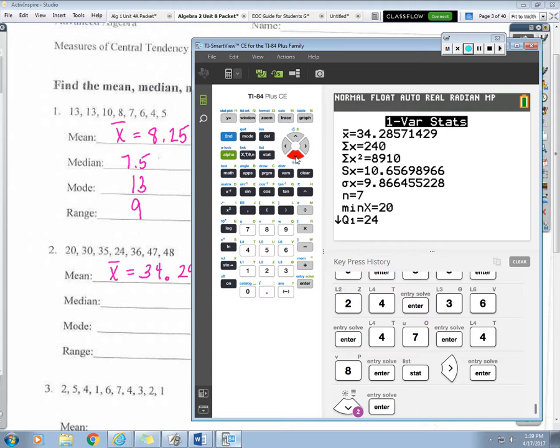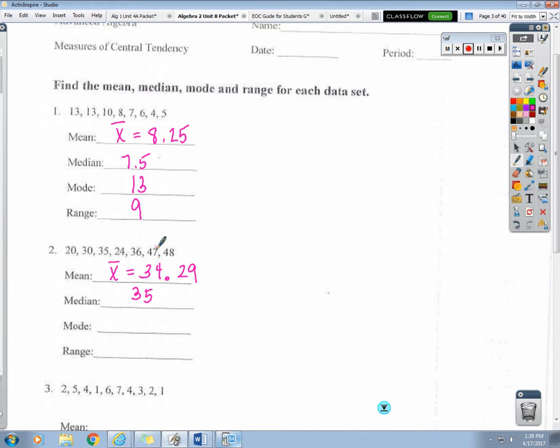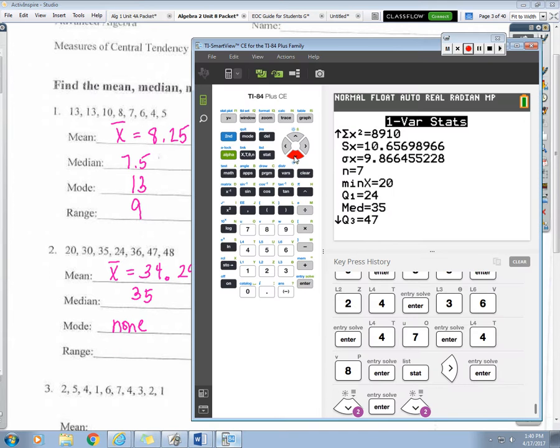Okay, median. You have to go down to see it. There it is, 35. The mode you have to do on your own. What's the number that occurs the most? None of them repeat. And then the range. You have to keep going down until you see max. The max is 48. The min is 20. So what's the range? 28.